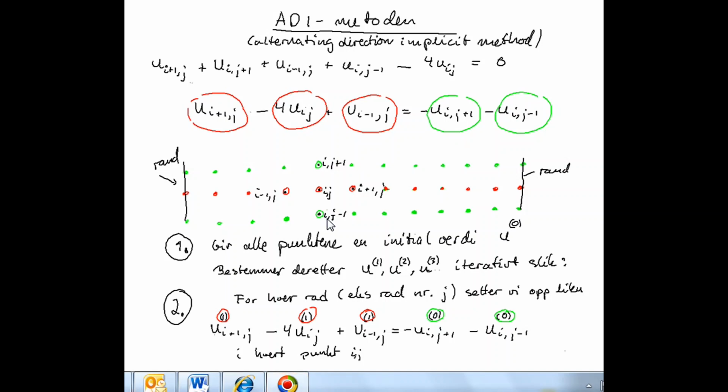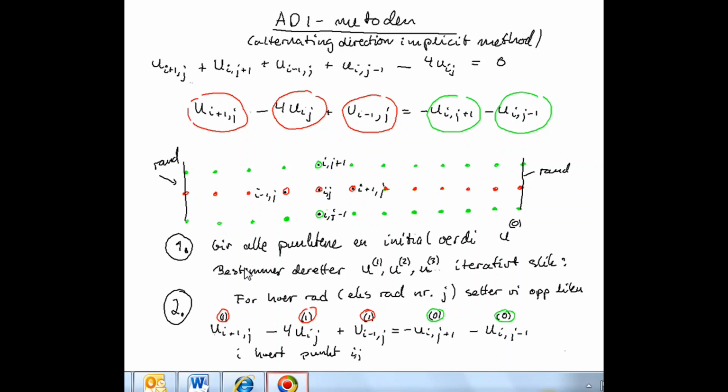In the method we do as follows. We give all the points now an initial value called u^0, and this is as in the previous method. We can put this value arbitrarily. Note just that on the boundary points we have to use the boundary values. They cannot be changed, they cannot be put arbitrarily.